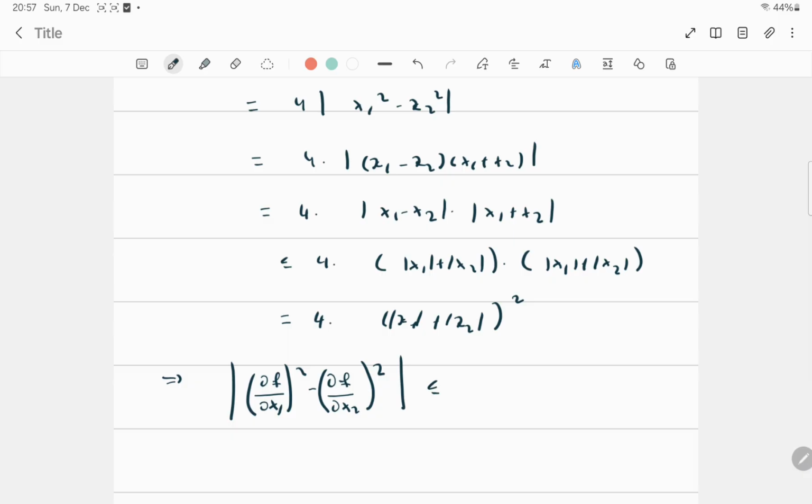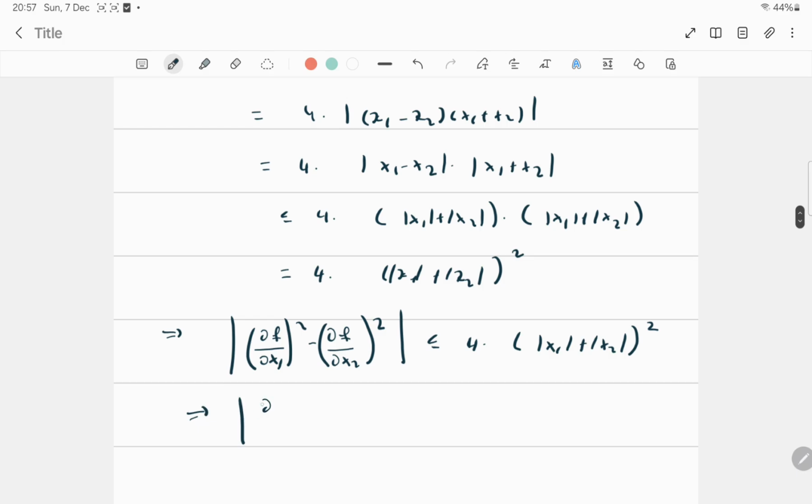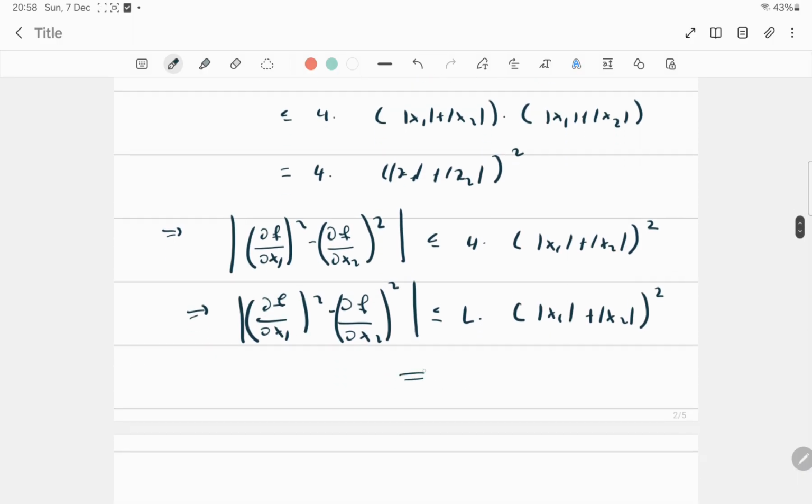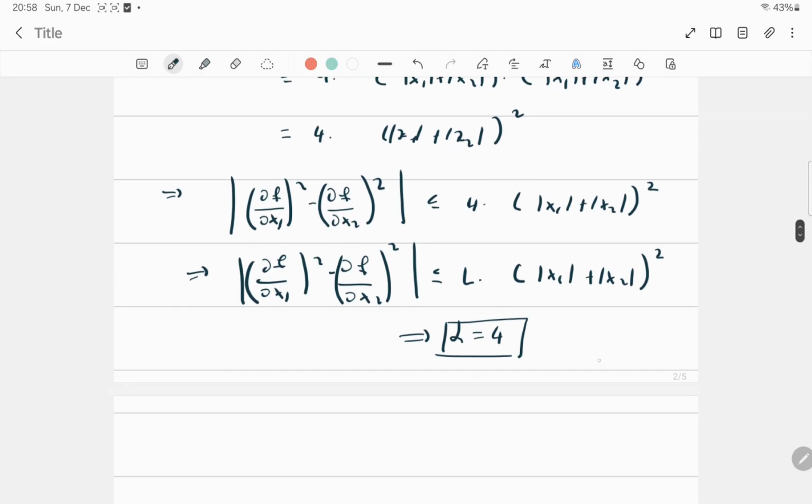So that one is going to be bounded by 4 times the absolute value of x1 plus the absolute value of x2, raised to the power of 2, and this can be written in the following way: capital L times the absolute value of x1 plus the absolute value of x2 raised to the power of 2, where L is equal to 4. And this proof is now complete for both arguments A and B.